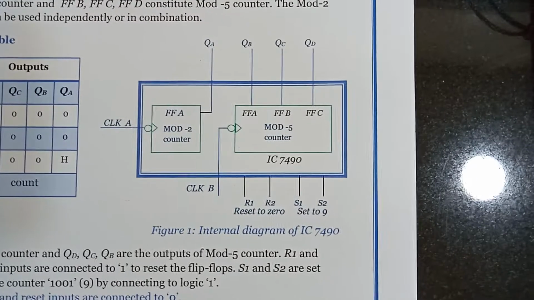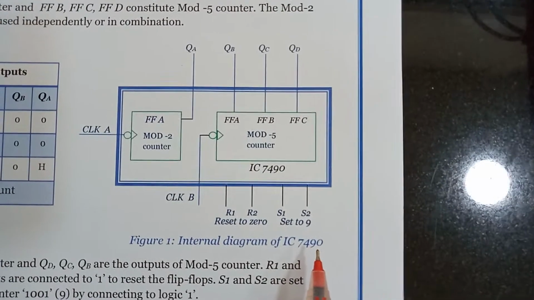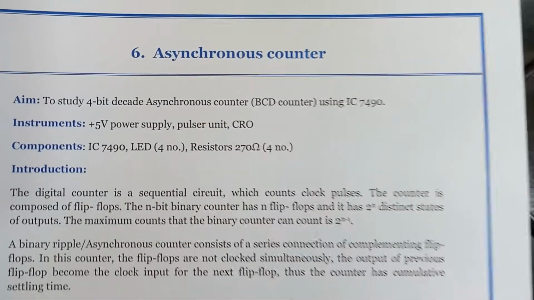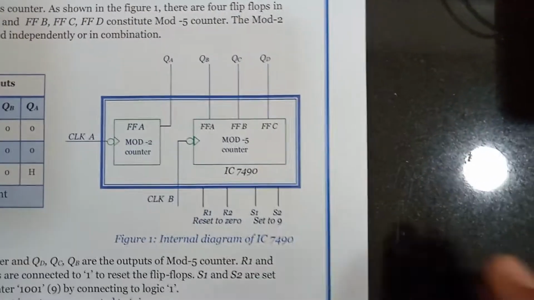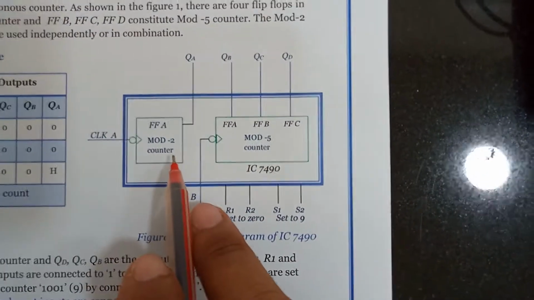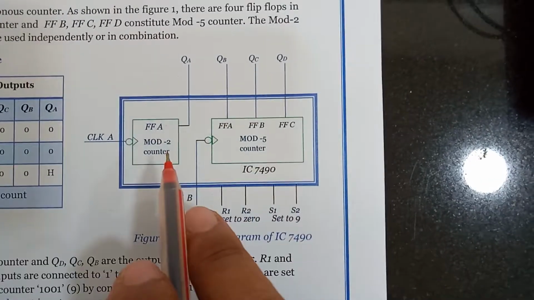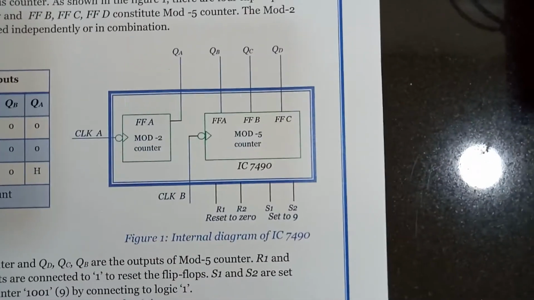This is the internal block diagram. You can see, this is the internal block diagram of IC 7490. IC 7490 is nothing but a 4-bit BCD counter, which is made up of mode 2 and mode 5 counter. This is the internal block diagram of IC 7490.